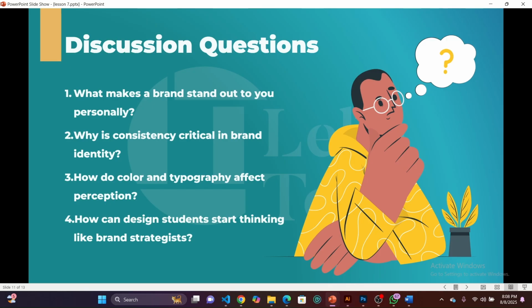So now what you should be thinking is, as a designer, how can you start thinking as a brand strategist? Because the aim of this training program is not just for you to be able to use Photoshop and Illustrator to design flyers and logos and posters. That's not the aim. The aim is for you to be able to design a brand, to build a brand with your designs.